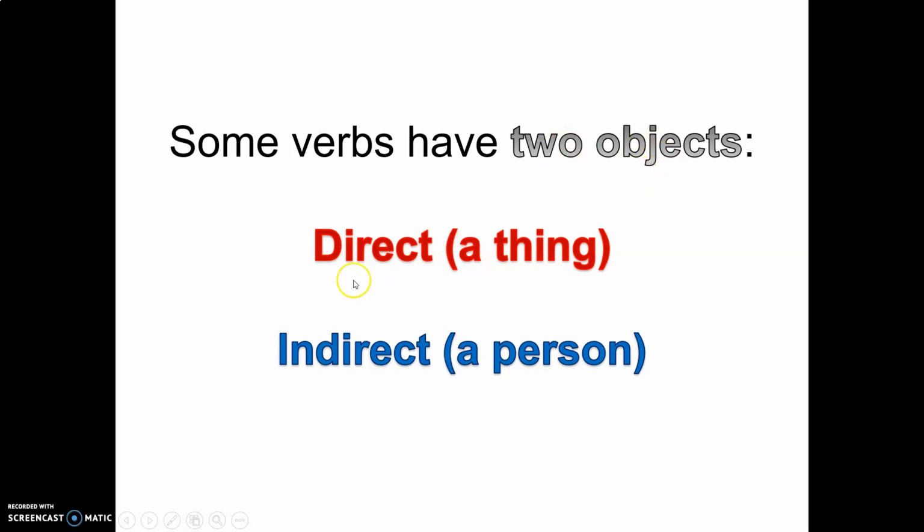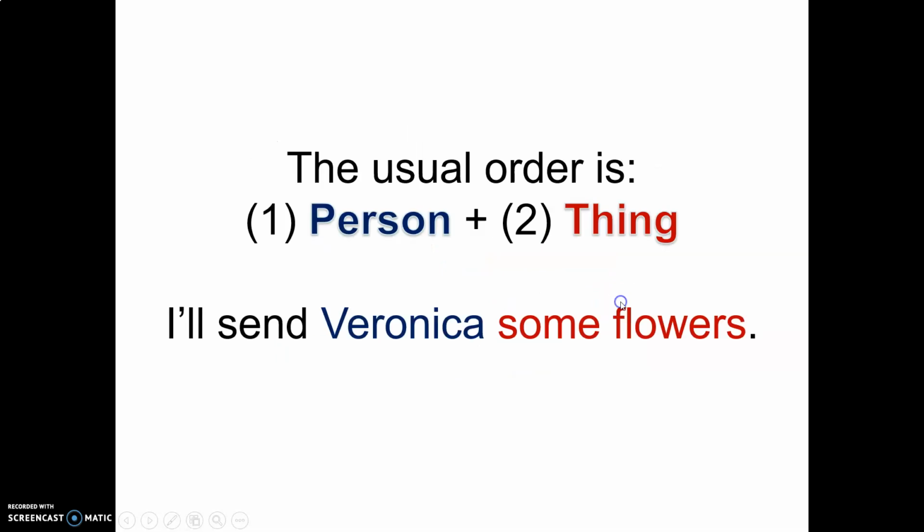The two objects that we have are going to be the direct and indirect object, like we have in normal sentences. The direct object is going to be something, and the indirect object is going to be somebody. Right? So when we take a look at which is the correct order, well, there's no correct order. Both of them will be correct, but there's a usual order. So this is normally what we use. We're going to put the person first and then the object later. So the example is, I'll send Veronica some flowers.